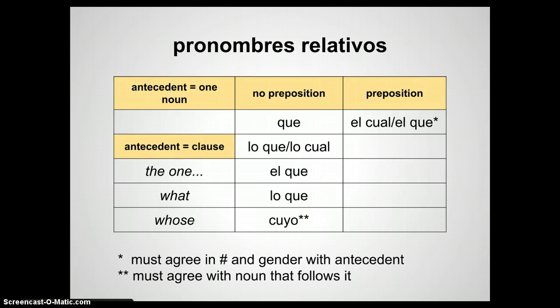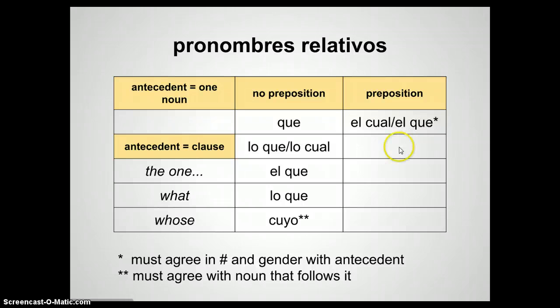So here we have a basic usage chart. This is really simplified for quick reference. If you have one noun, you just use que. If the antecedent is just one noun, you just use que. But if you have a preposition, then you can use el que or el cual. And you have to make sure that el matches in number and gender with the antecedent.